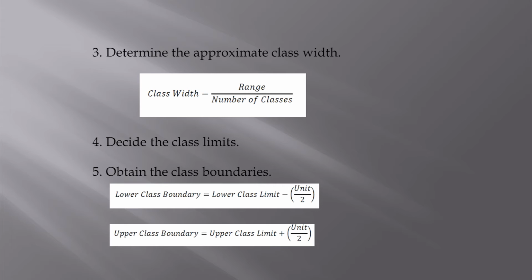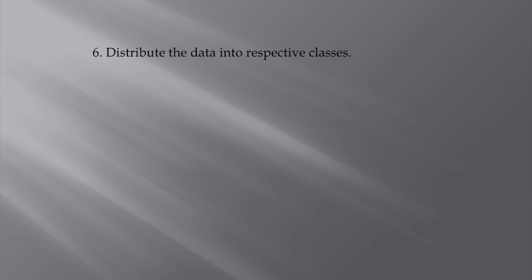If data points do not contain any decimal point, then the unit value is 1. If the data points contain one decimal point, then the unit value is 0.1. If the data points contain two decimal points, then the unit value is 0.01. After finding the class boundaries, we can distribute the data into respective classes.